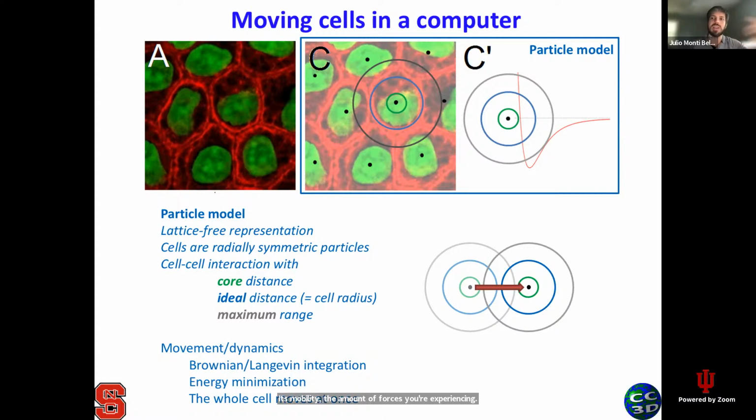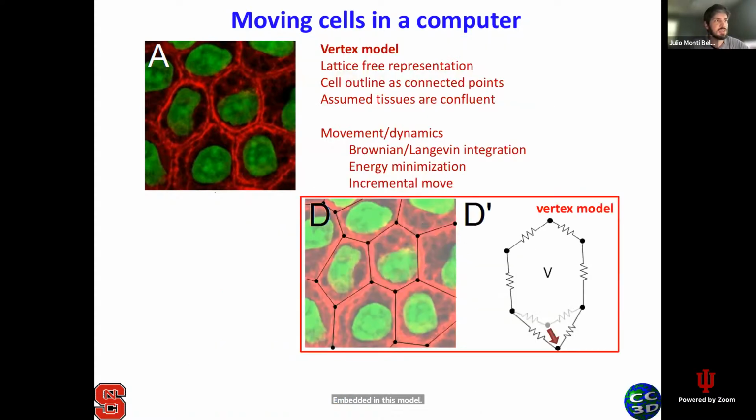There are things that can be embedded in this model. All right. The same thing is done when you're doing a vertex model. You compute the sum of all the forces on each one of the vertices, and then you move the vertex according to those forces, or according to some algorithm that minimizes the energy. So we compute the local energy gradient around each one of the vertices and find the slope along which you're going to minimize the energy, and then you move the vertices in that direction. Okay, and that's how you change the cell shape and eventually move the cell from one direction to the other.